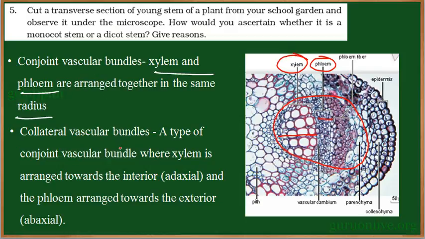Coming to collateral vascular bundles: when both xylem and phloem are present together as a conjoint vascular bundle, and xylem is present towards the inside, this is the pith. In a collateral vascular bundle, xylem is present towards the interior and phloem is present towards the epidermis. Phloem is towards the epidermis and xylem is towards the pith. Such an arrangement is called collateral.